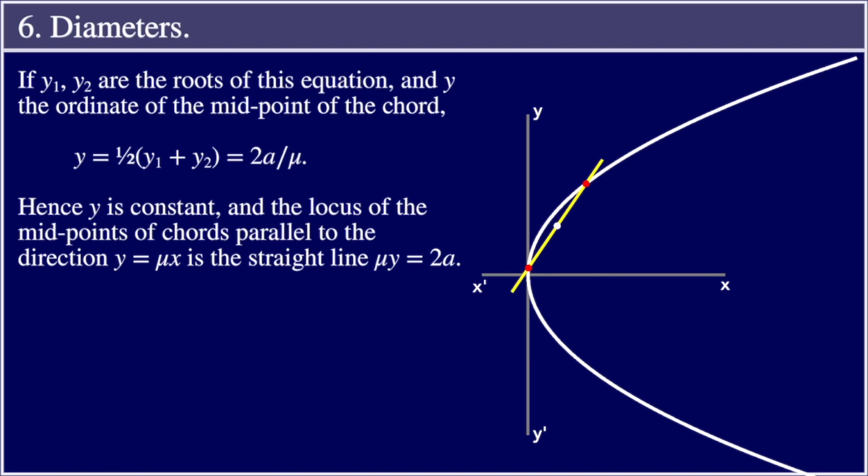If y₁, y₂ are the roots of this equation, and y is the ordinate of the midpoint of the chord, y = ½(y₁ + y₂) = 2a/μ. Hence, y is constant, and the locus of the midpoints of chords parallel to the direction y = μx is the straight line μy = 2a.